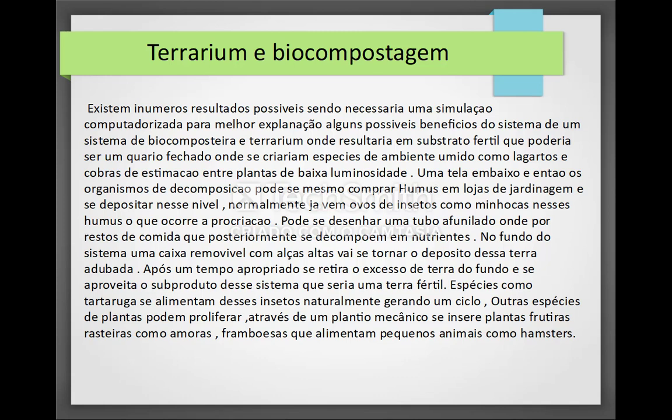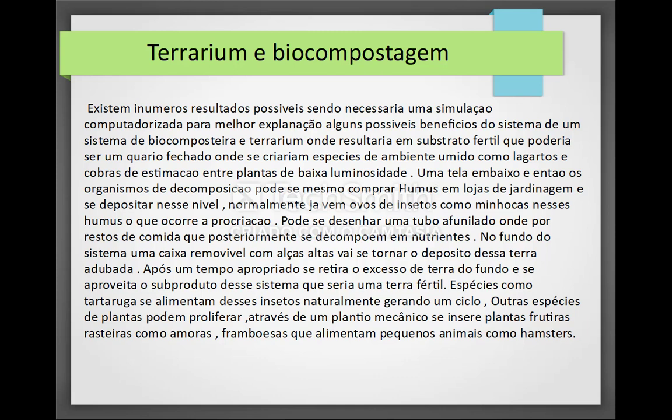at that level. Usually insect eggs like earthworms already come in this humus, which is the procreation. A tapered tube can be designed where food remains that later decompose into nutrients. At the bottom of the system, a removable box with high handles will become the deposit of this fertilized land.